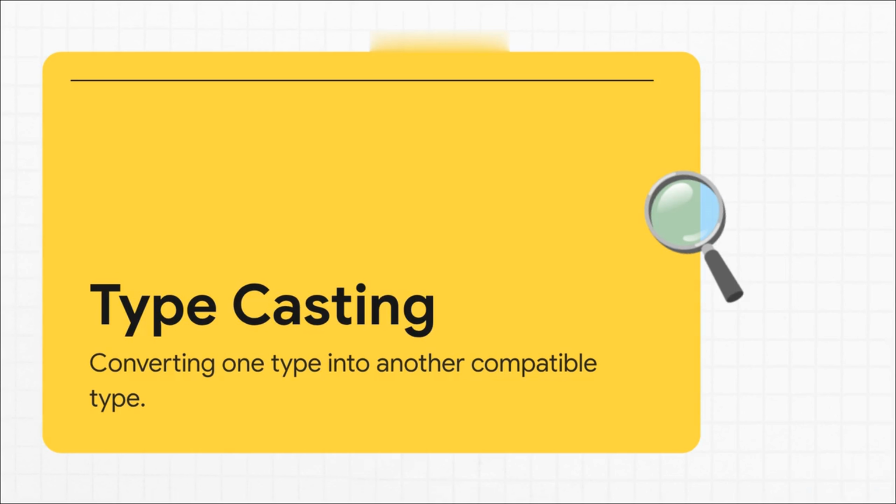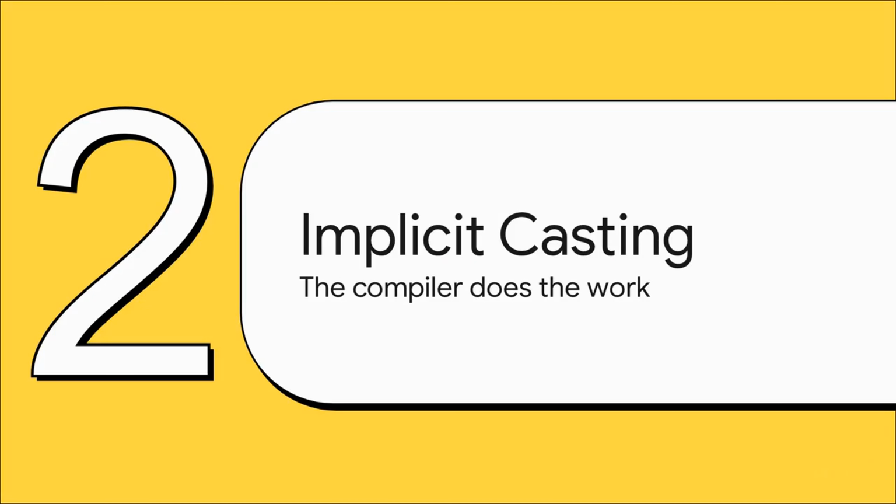Now, the key here is that the types have to be compatible. You can't just turn a number into a JPEG image, right? But you can absolutely convert between different kinds of numbers or between objects that are related to each other. Okay, so there are a couple of ways to pull this off. Let's start with the easy one, the one you don't even have to think about.